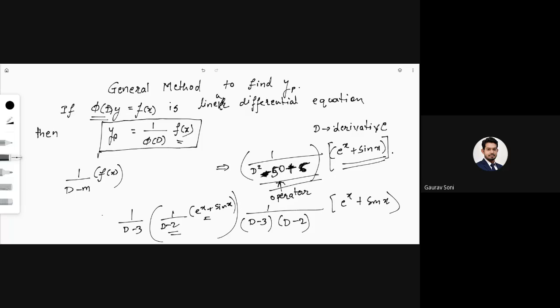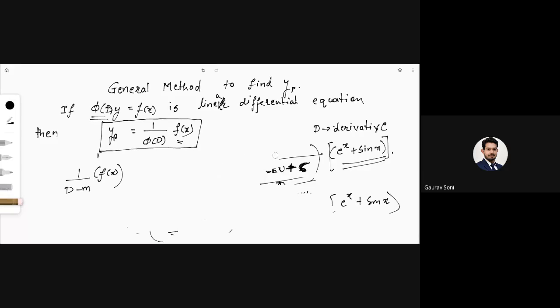If I'm able to get through this, we know that phi of d is a polynomial and it will always be able to factorize into this kind of form. Maybe 2 brackets, 3 brackets, 10 brackets, depending on the degree of the polynomial. But the ultimate question is, how does 1 upon d minus m operate on the function f of x? For that we have a concrete formula. We won't go into details of how you get that formula. We will just remember the formula and use it while solving examples.